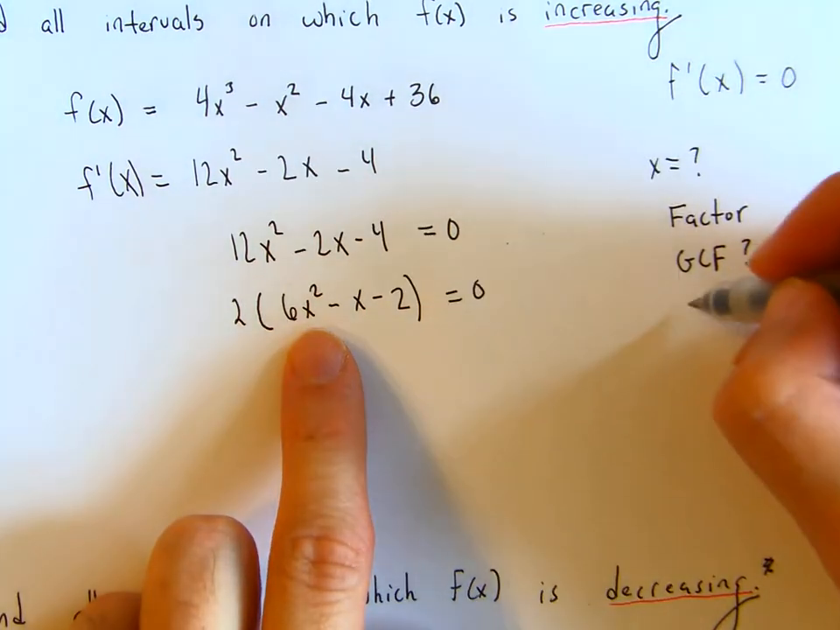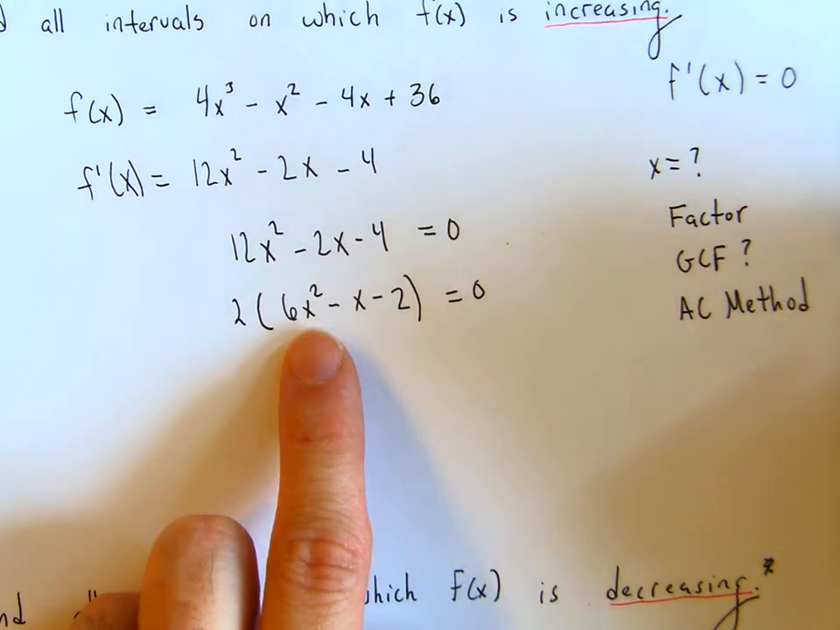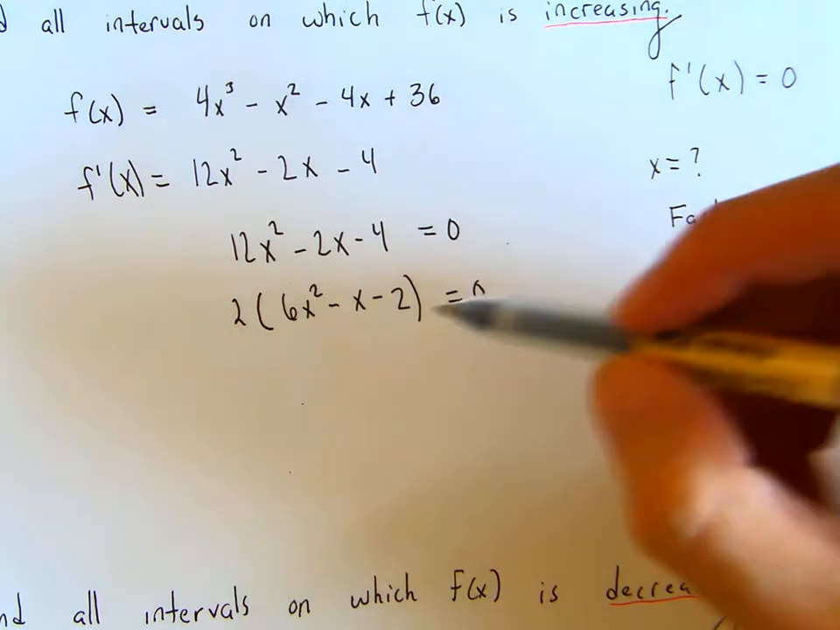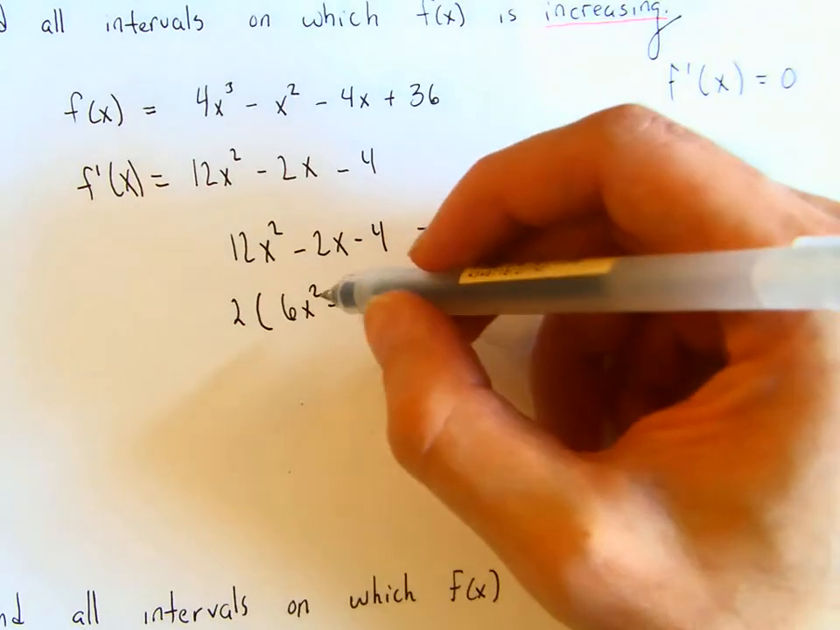And you can, and you have to use the AC method. And some of you are like, oh man, mister, it's been a minute. Okay, so what I'd like you to do is try and use the AC method to actually factor this. And what do we get?